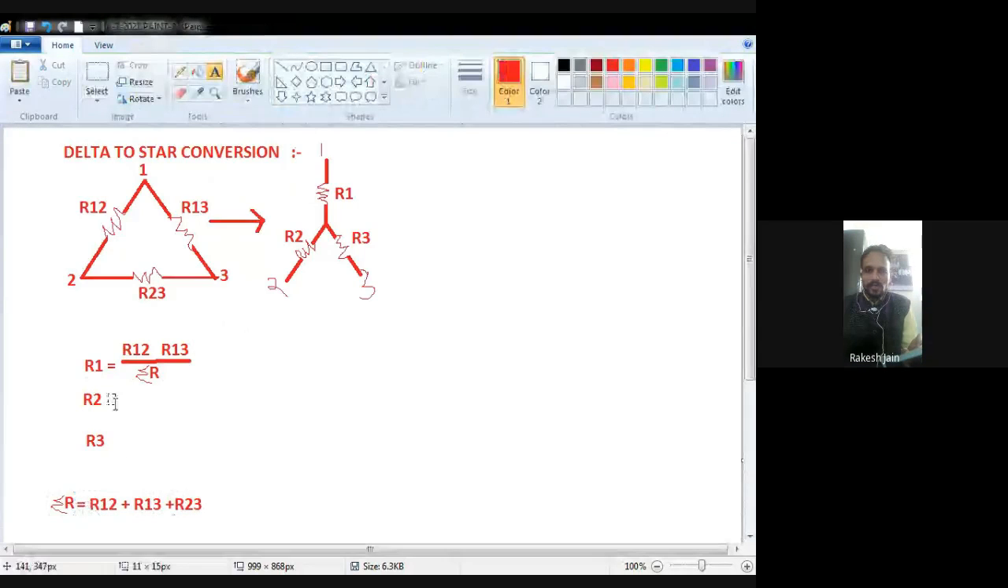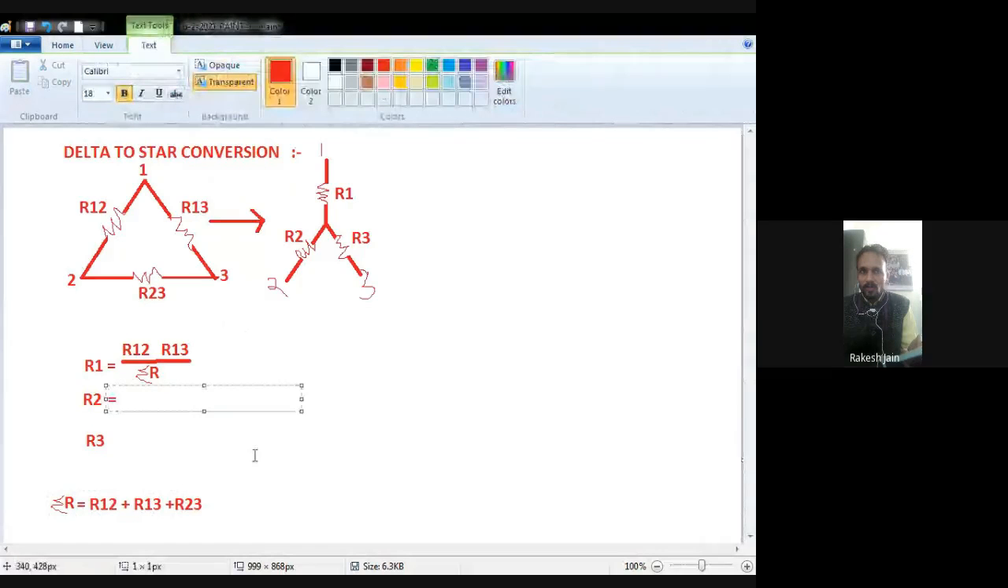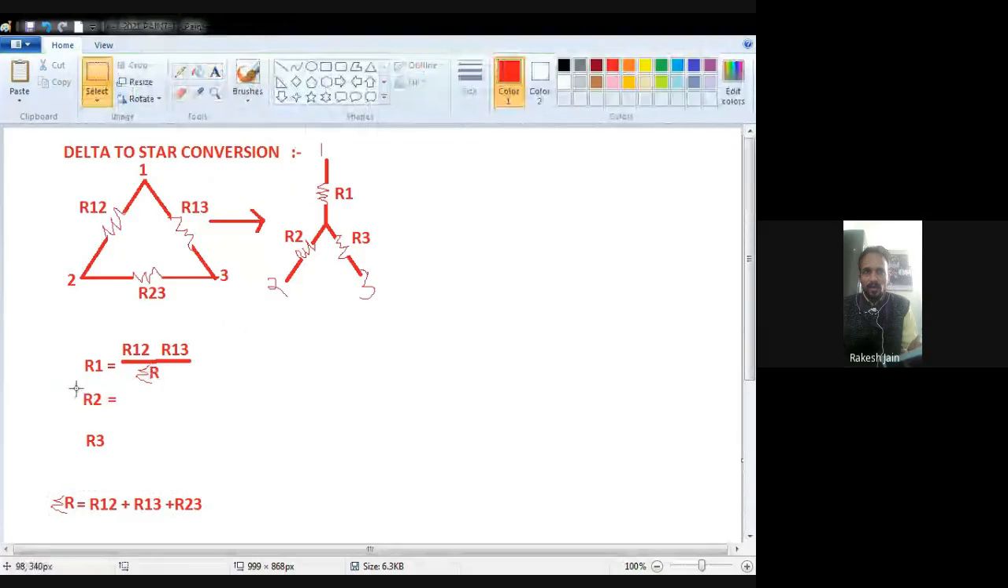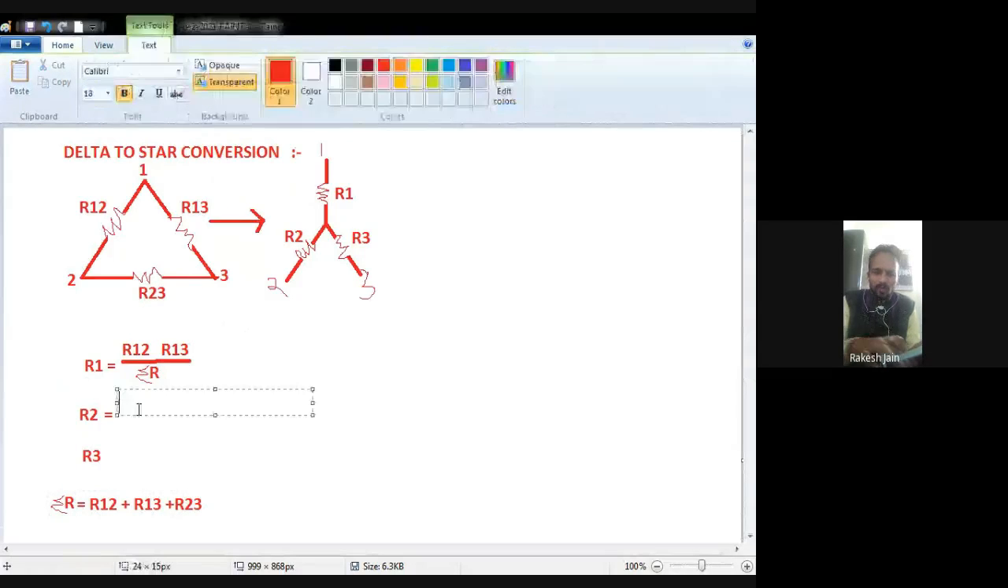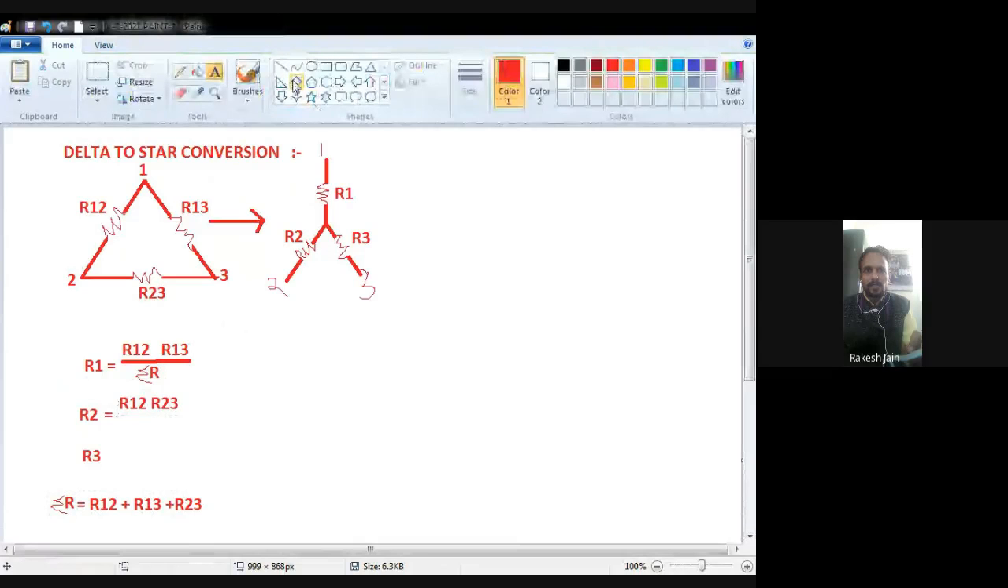Okay. Now the second one is R2 resistance. When you want to determine R2 resistance, just see the question in which you wish to convert the delta, and check how many resistances are related with the subscript 2: R12 consists of 2 and R23 consists of 2, the digit 2 as a subscript. So R2 is R12 multiplied by R23, divided by the same summation of R.